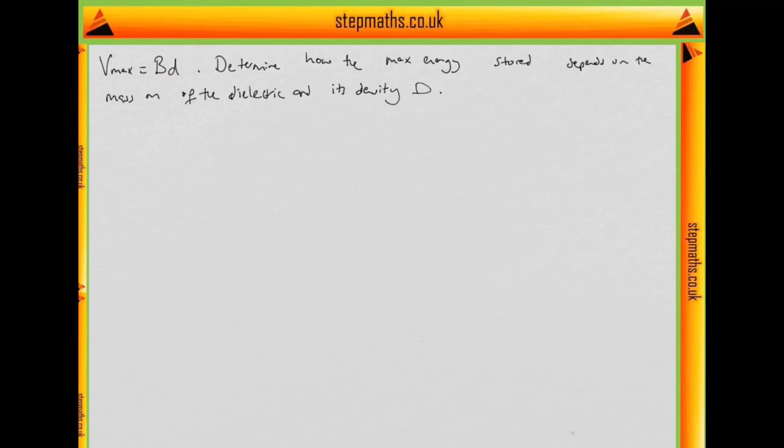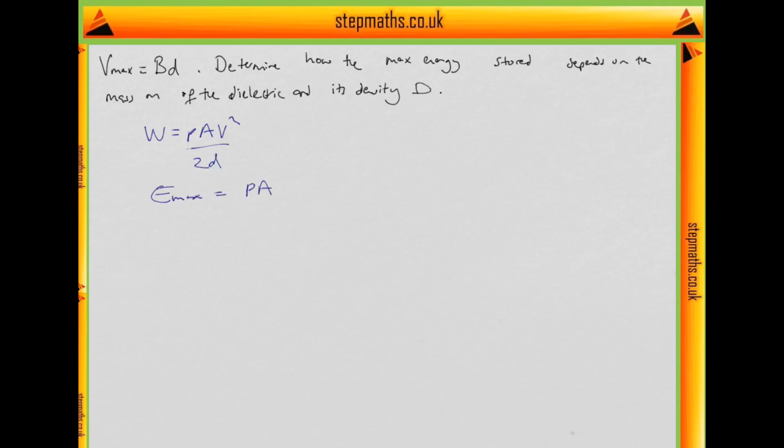So essentially, we're asked to find how our equation W equals PAV squared over 2d, so that's the energy stored, depends on things. We're asked to find how the maximum energy stored, so the maximum value of this, depends on the mass, little m, of the dielectric and its density, capital D. Okay, well, what is the maximum? Well, Emax, the maximum energy stored, will correspond to a maximum value of the voltage, V.